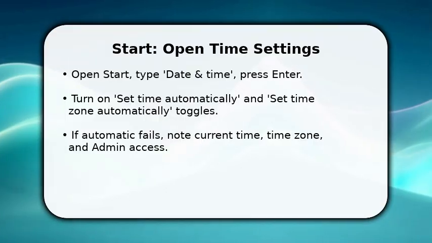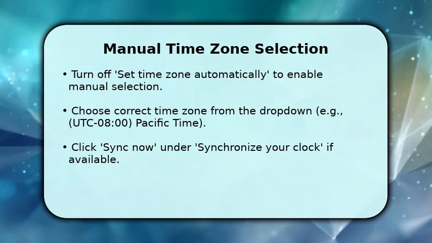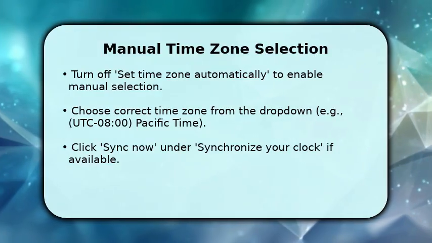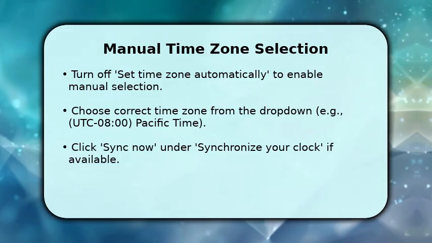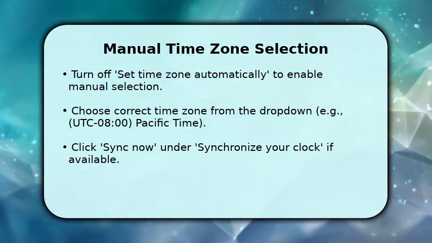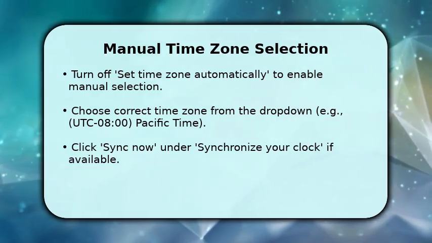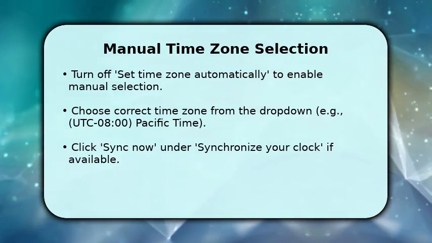Now, proceed to the manual override when the automatic options fail, so you can set the correct zone yourself. Next, switch off Set Time Zone automatically so you can pick the right zone directly. This is necessary when the auto-detect misidentifies your location. Use the drop-down to select the exact UTC offset and region. For example, choose UTC-08:00 Pacific Time because region-specific rules affect daylight saving behavior.